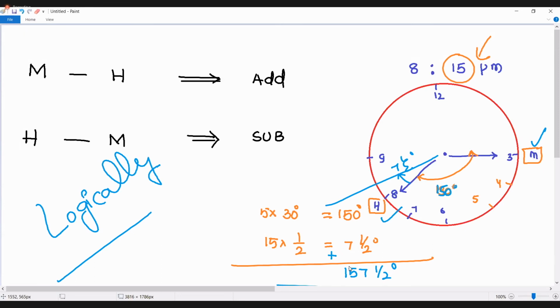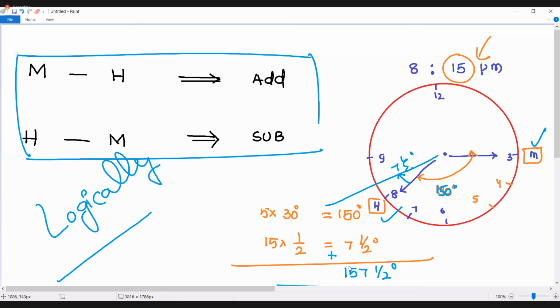So always checking that will take time. That's why you can just observe this. After drawing the virtual diagram, based on M to H or H to M, you can add or subtract. So I'm asking a simple question now. Can you tell me what is the answer for these two questions, with that we'll wind up.